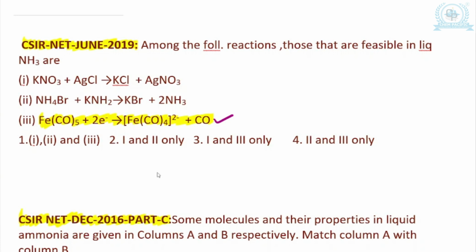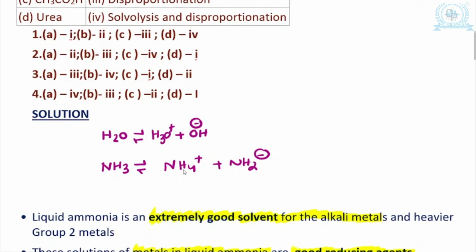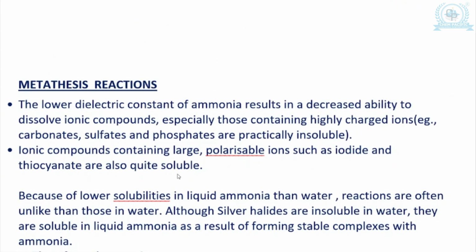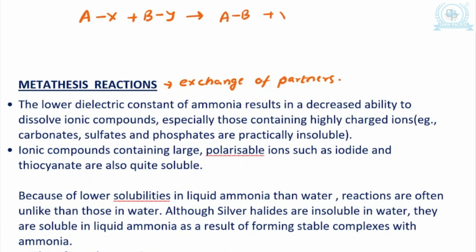Now let us move on to this reaction: whether KNO3 plus AgCl is feasible or not. To do this, we have to study a lot of things in detail, and that is the metathesis reaction. If I explain metathesis reaction in a single word, it is nothing but exchange of partners. For example, when AX reacts with BY, it results in the formation of AB and XY. It is clearly visible that A and B are getting exchanged, and X and Y result in the formation of the bond.